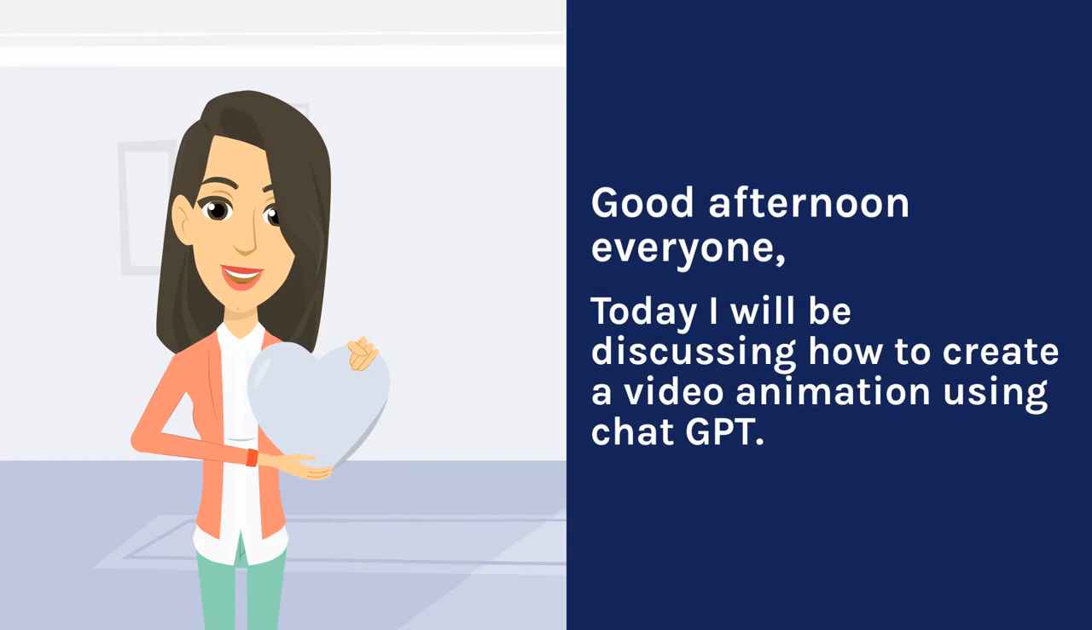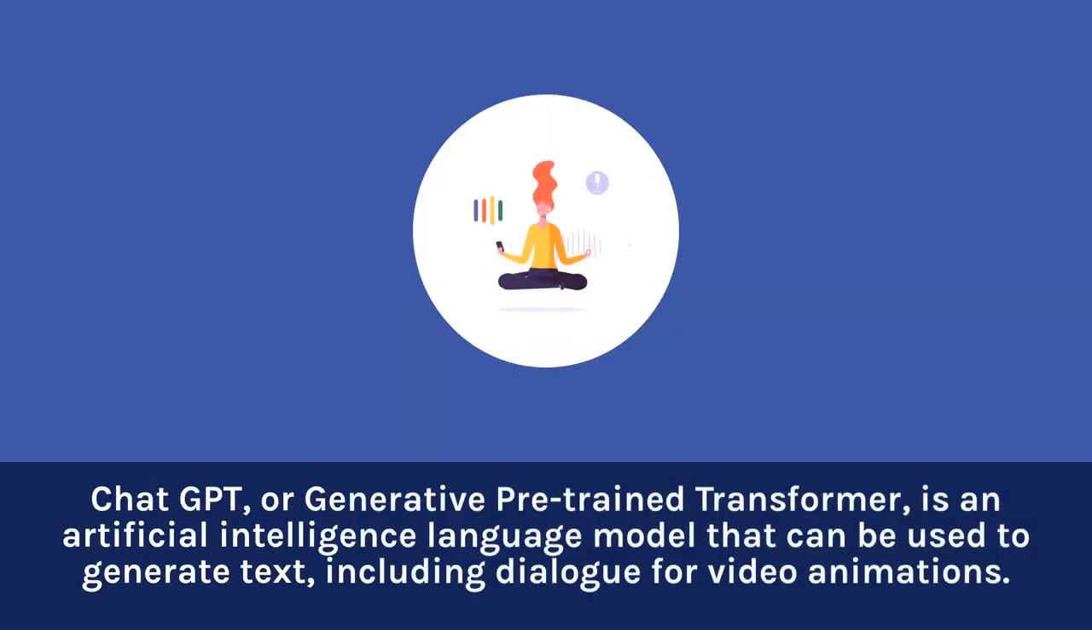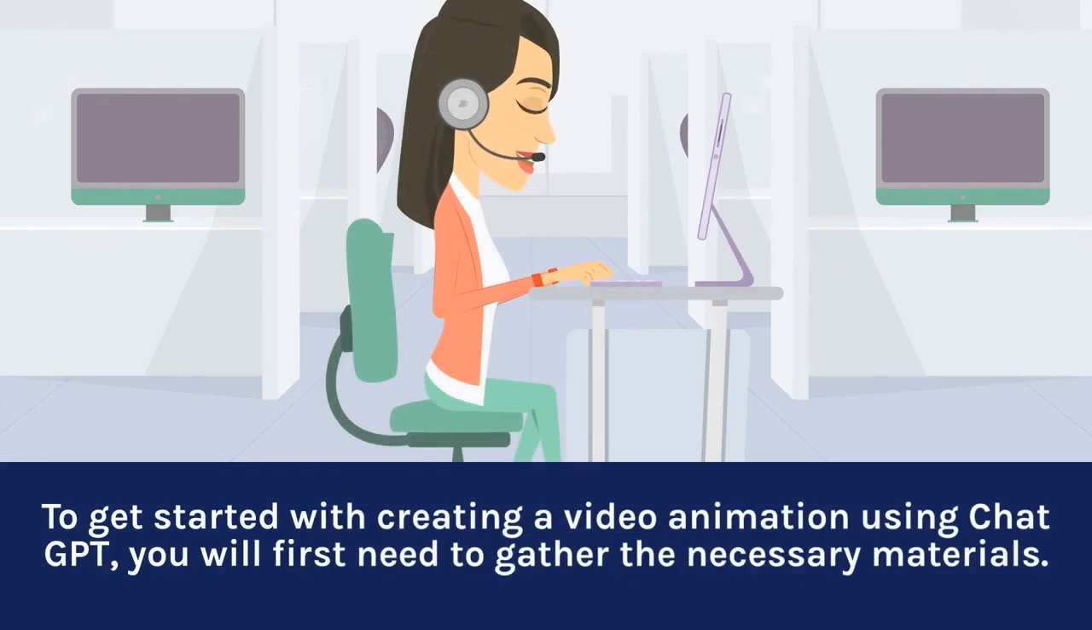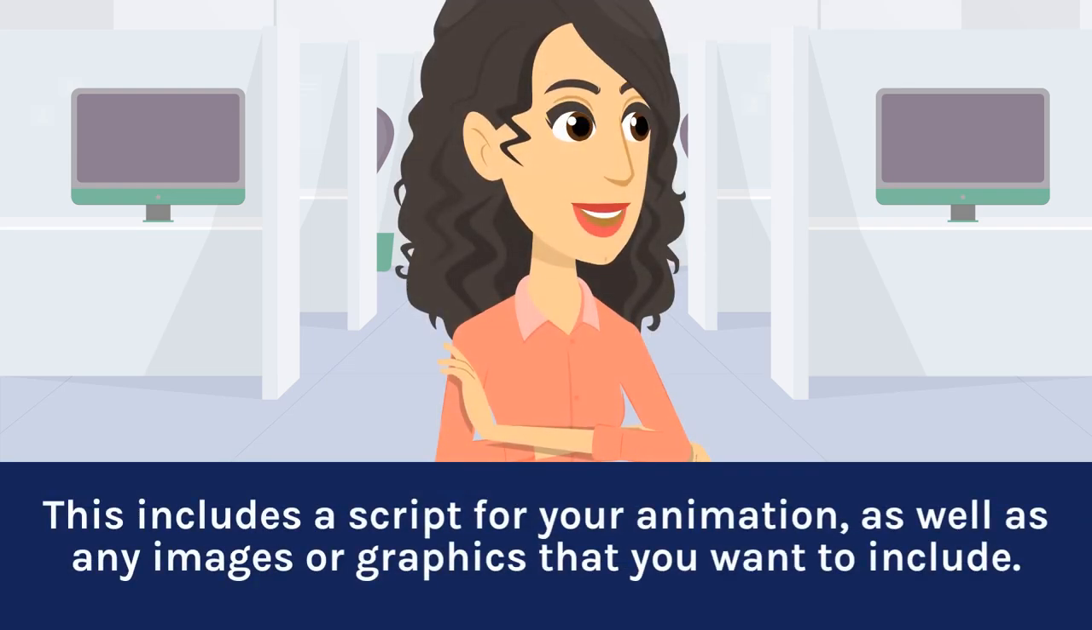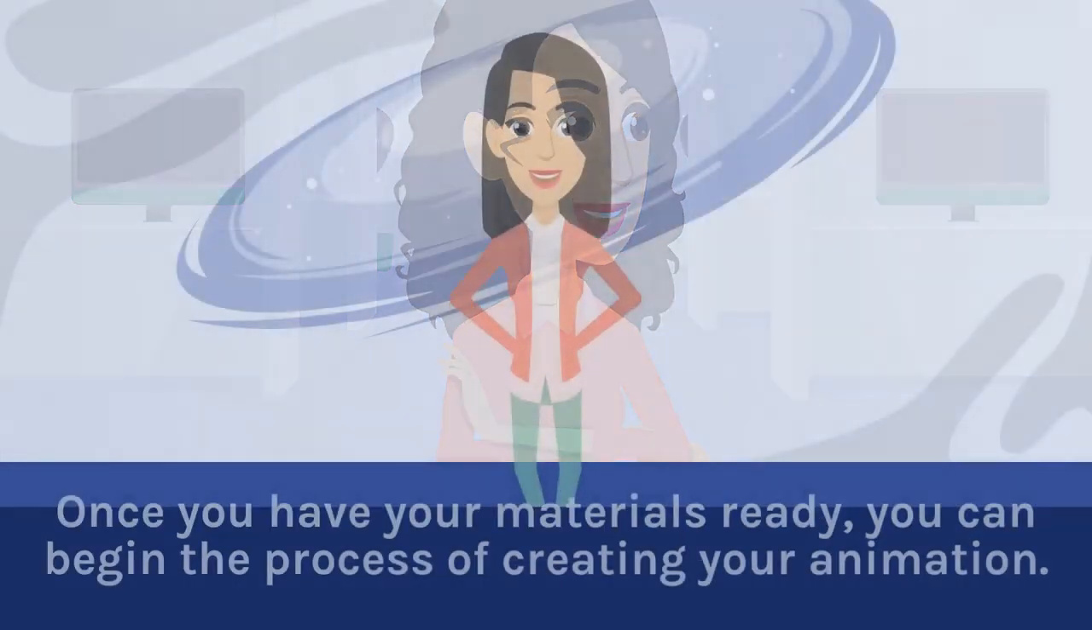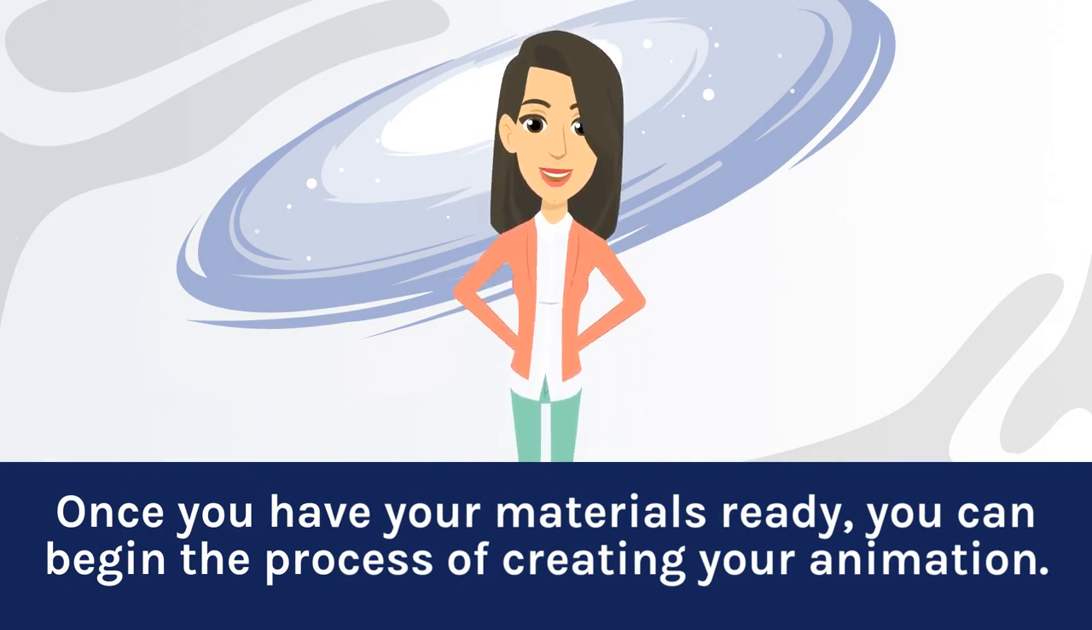Good afternoon, everyone. Today I will be discussing how to create a video animation using ChatGPT. ChatGPT, or Generative Pre-trained Transformer, is an artificial intelligence language model that can be used to generate text, including dialogue for video animations. To get started with creating a video animation using ChatGPT, you will first need to gather the necessary materials. This includes a script for your animation, as well as any images or graphics that you want to include. Once you have your materials ready, you can begin the process of creating your animation.